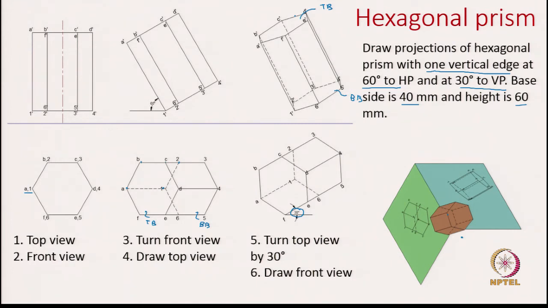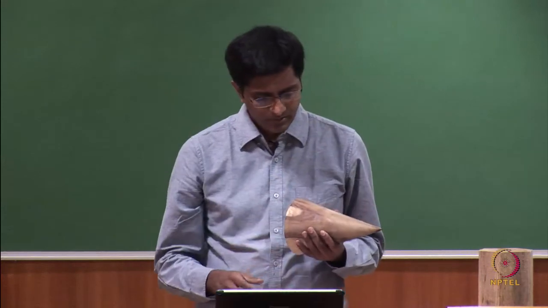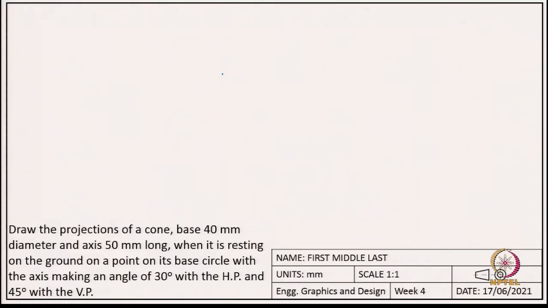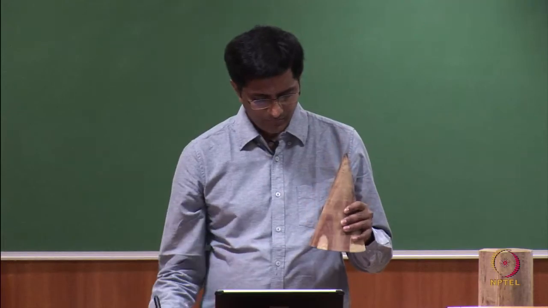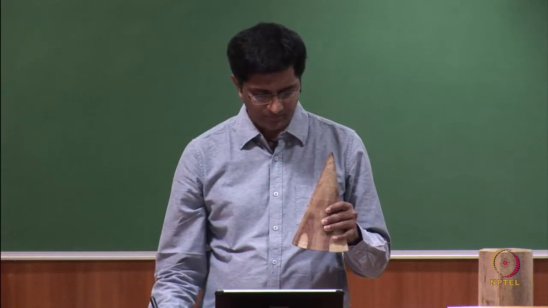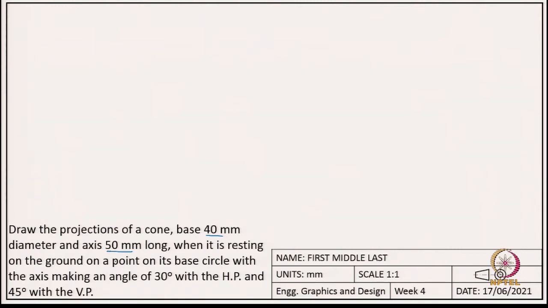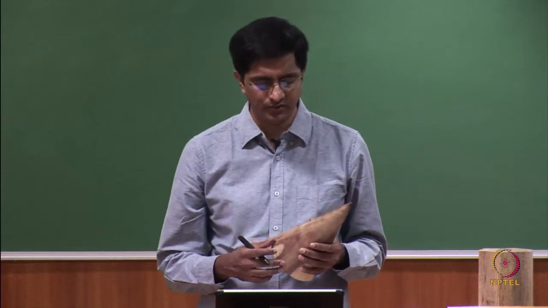We are going to the last example, which is the cone. So, here we have a cone. The question says we need to draw the projections of a cone. The base diameter is 40 mm and the length of the height of the cone is 50 mm. So, the axis is 50 millimeters long, or in other words the height is 50 mm.